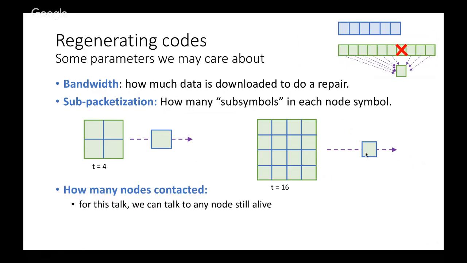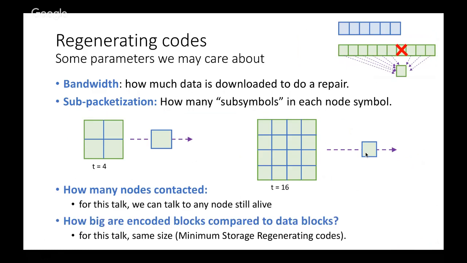Another thing one might care about, which I'm not going to care about too much for this talk, is how many nodes are actually contacted. So in this talk, I'm going to say you're allowed to talk to any node that is still alive. It is also interesting to ask what happens if I'm only allowed to talk to, say, like k+3 nodes, even if many more are available. But I'm not going to talk about that.